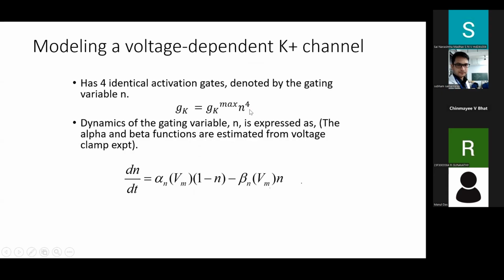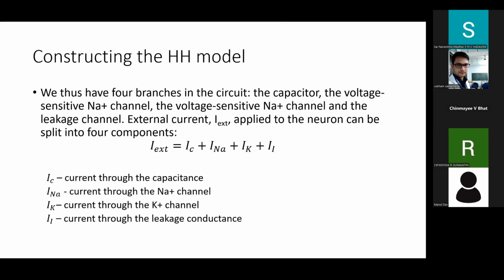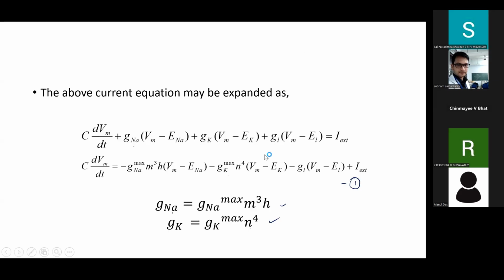There are identical gates. Therefore, the equation is exactly the same for all 4. And the channel open probability then becomes n power 4, n times n times n times n. Once you know the channel open probability, you multiply that with GK max, and you get the actual GK, because some channels are open, some channels are closed. So you get the actual conductance by multiplying the maximum conductance with this n power 4. That's all.